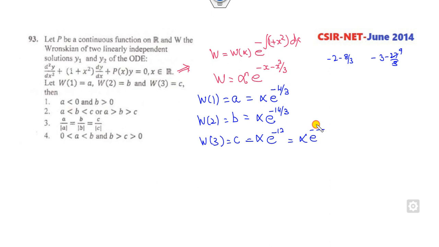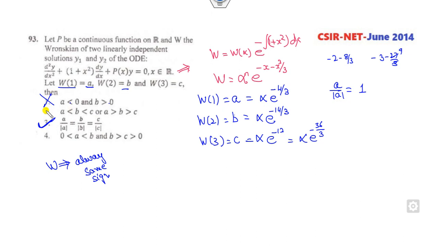Then alpha A is less than 0, B greater than 0. First option: I already told you that the Wronskian always has the same sign. Fine. So if Wronskian A and Wronskian B, one is greater than 0 and one is less than 0, that's opposite sign, so that's the wrong answer. Now you can think about the relation between A, B and C. Firstly, the third option is correct, because A over mod A is 1. Similarly, B over mod B is 1, C over mod C is 1. So the third option is the correct option.